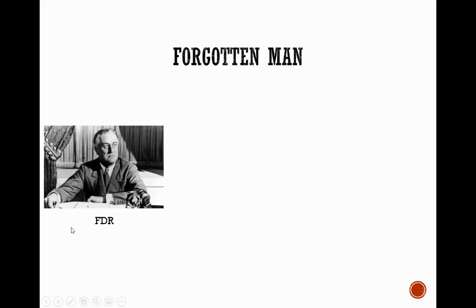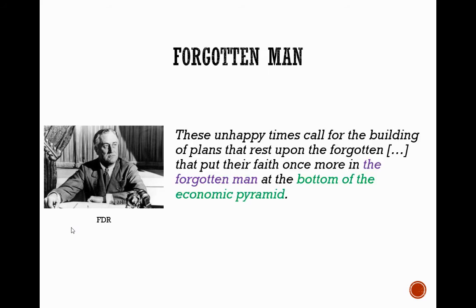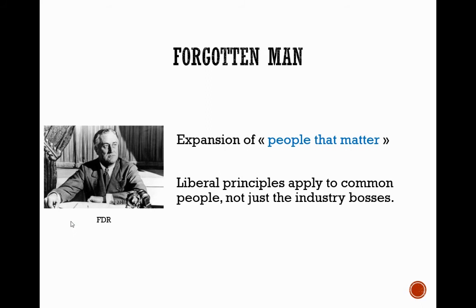Yeah, so here's a speech from FDR about the forgotten man. He says, "These unhappy times call for the building of plans that rest upon the forgotten, that put their faith once more in the forgotten man at the bottom of the economic pyramid." Well, so all of a sudden, we see this change. We see this expansion of people that matter. Instead of it just being the rich people who own businesses and own land that matter, that are important in society, now these liberal principles apply to common people, right? Not just the industry bosses, right?